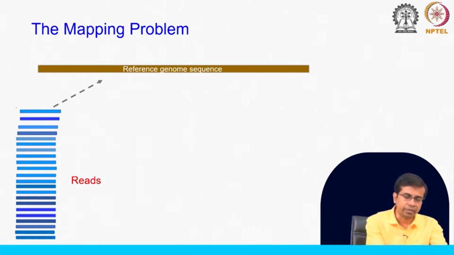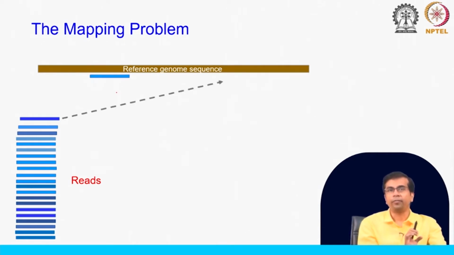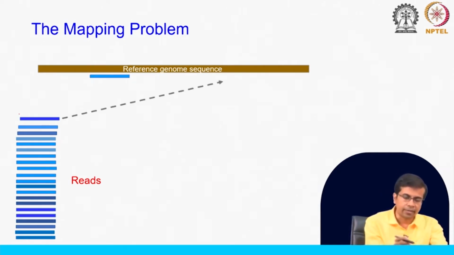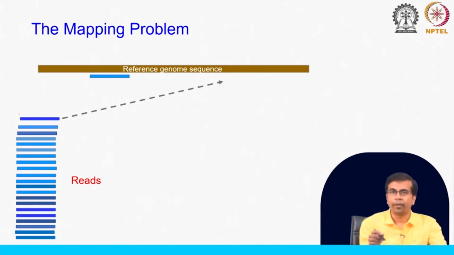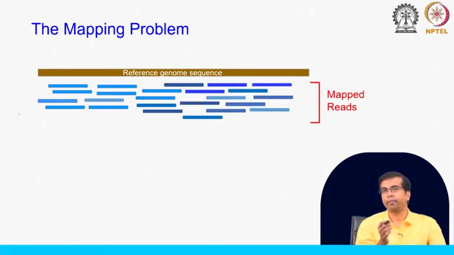For example, the first read we see, this matches with this part of the genome, so we put it there. We keep track that this read maps here in this genome, and we then go on to the next read. We see this one matches with this part of the genome, we put it there, and we continue this process until we have mapped all the reads against the reference genome. So, this is the mapping problem in brief.